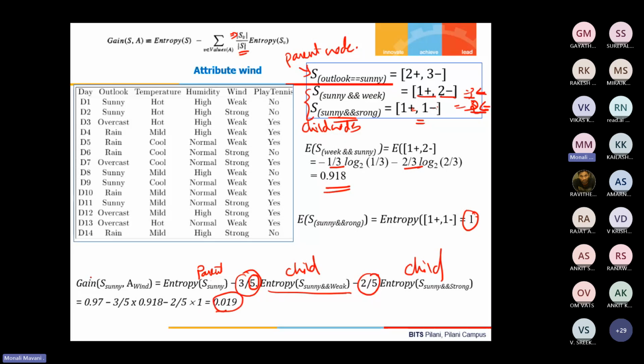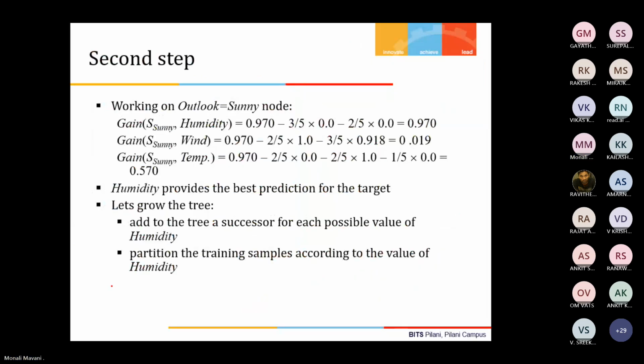So what is this gain? I will write it down. Gain when my parent node is outlook with a sunny value and attribute wind. Same thing we did for the other features, and out of this, humidity provides the best information gain, 0.970. So we can split that sunny branch using humidity.